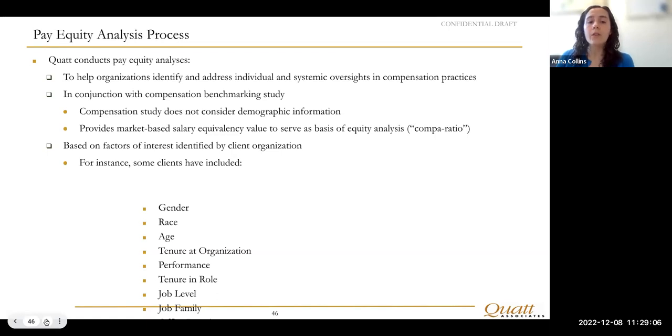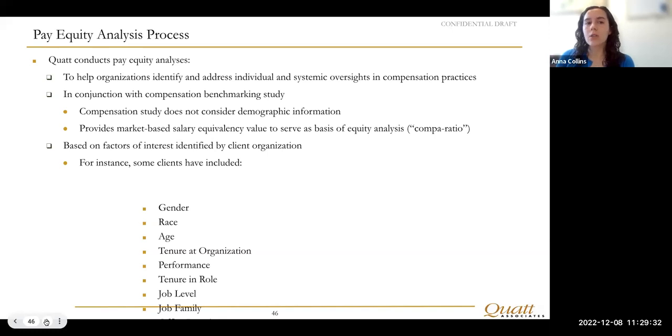And then we look at factors of interest that the client organization will identify for us. So there's a list on here of some that we've had clients interested in before. And the real thing to look at when you're determining those factors is what things you want to have impact compensation? So something like how long someone's been in their role, what their performance is, that you would like to travel up as compensation goes up.